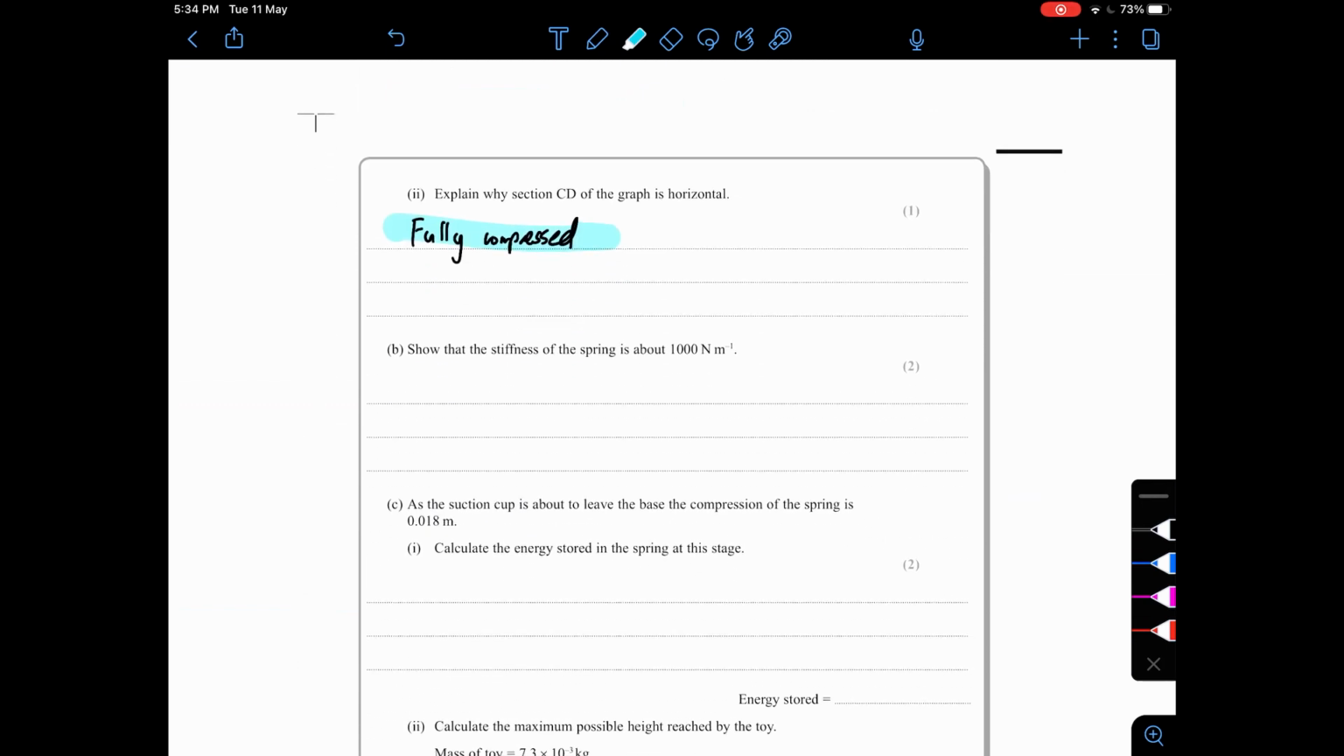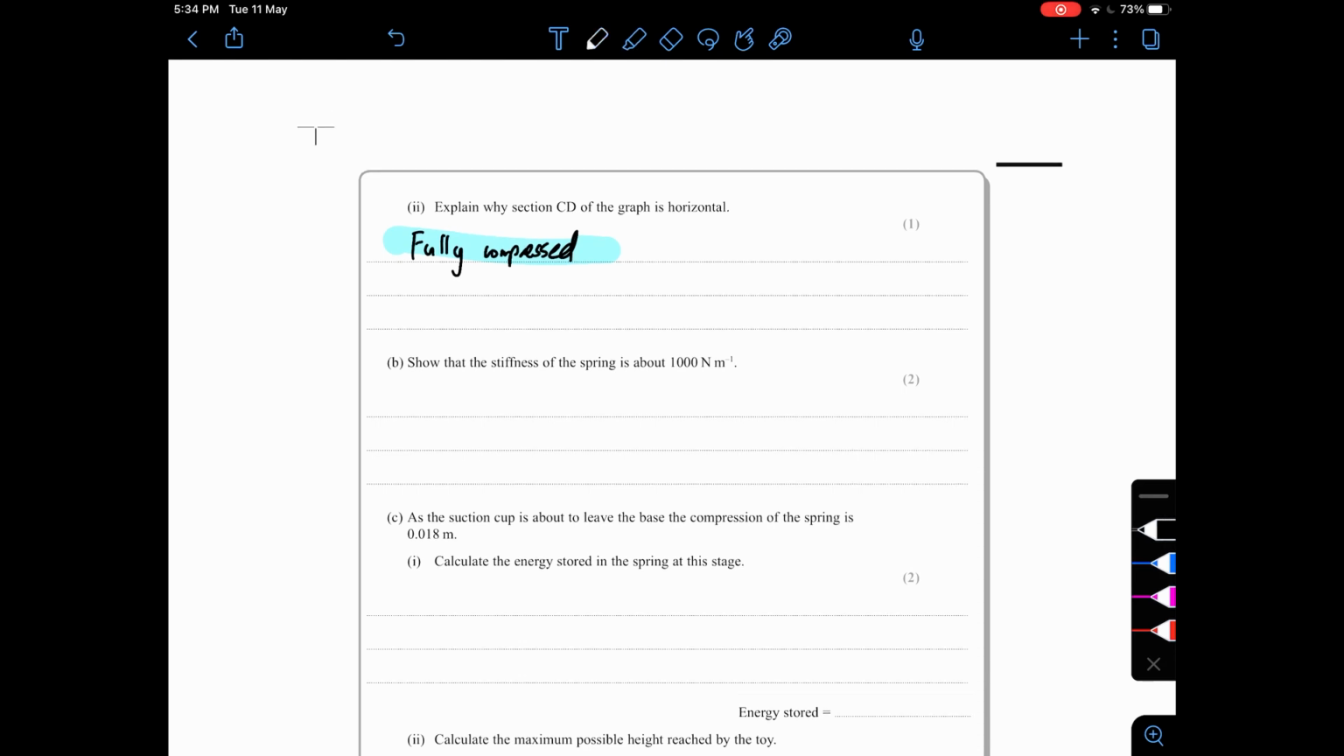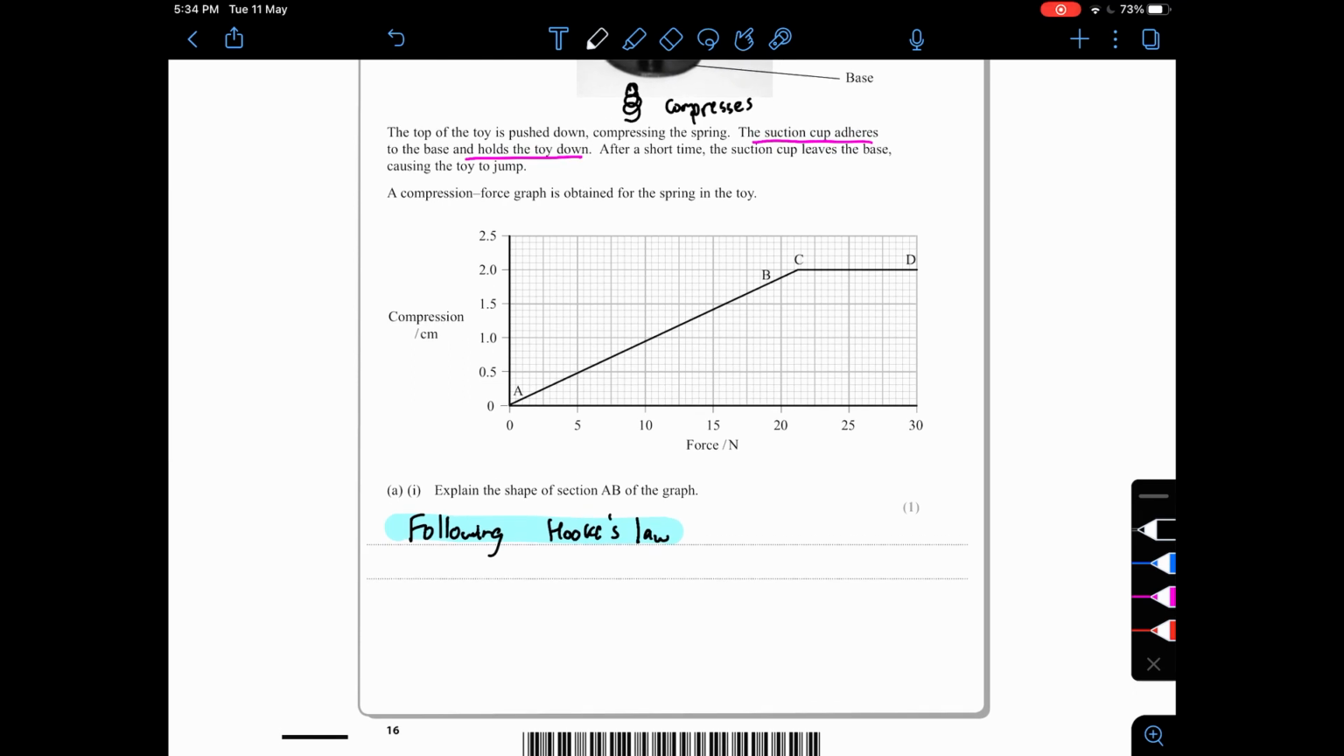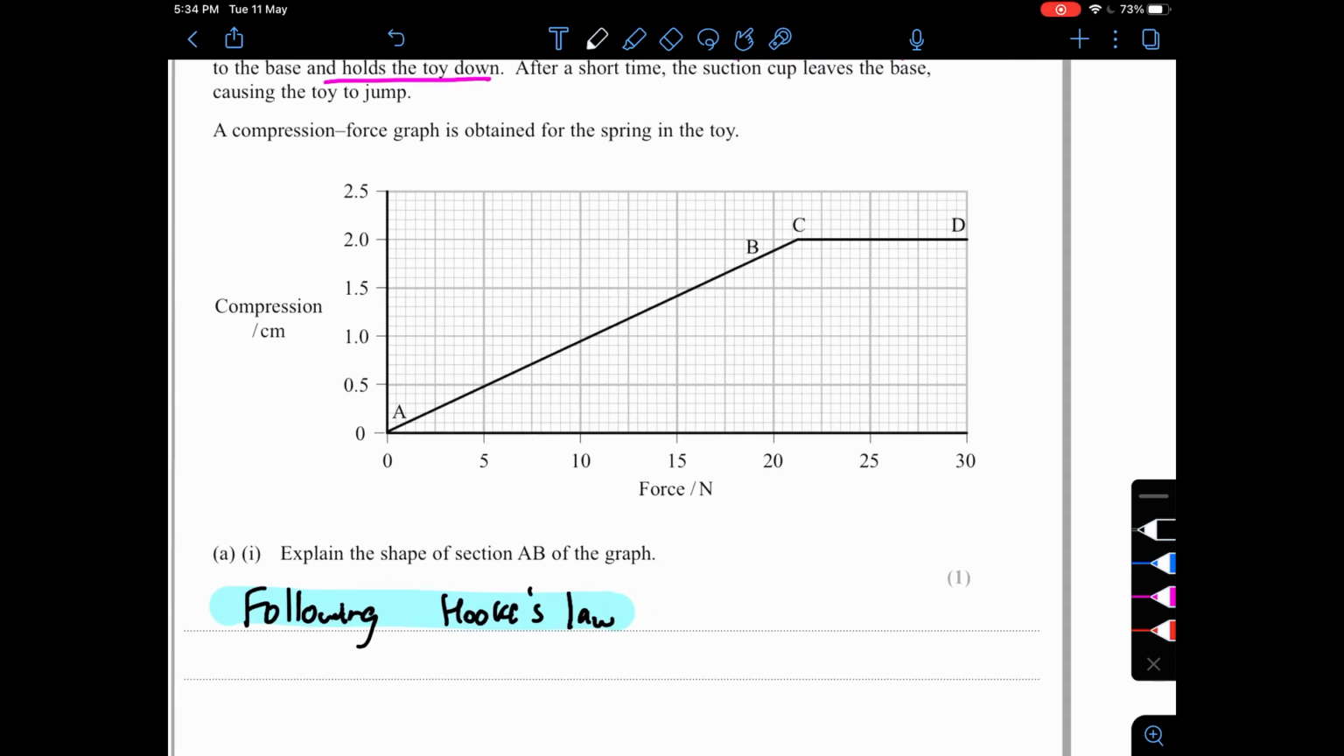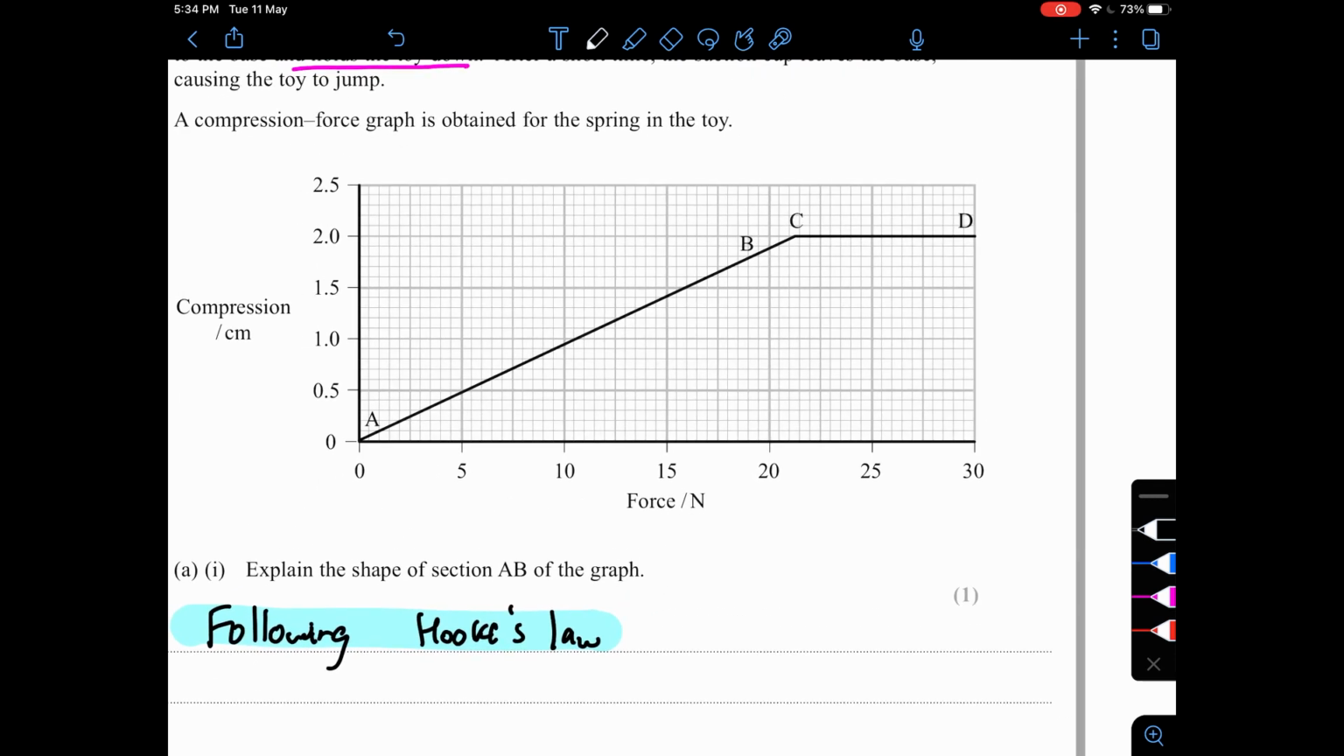Next part, show that the stiffness of the spring is about 1000 newtons per meter. Okay, how can we do that? Let's take any point on the graph that we can relate back. Suppose we take 20 newtons, which is the easiest one. I'm going to go blue. We go across to 1.9, so 20 newtons refers to 1.9 centimeters.